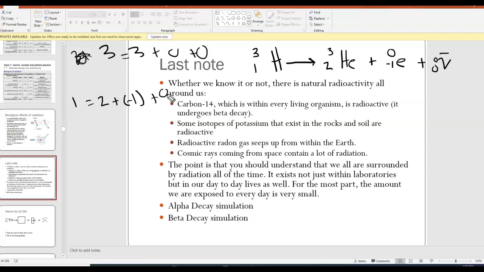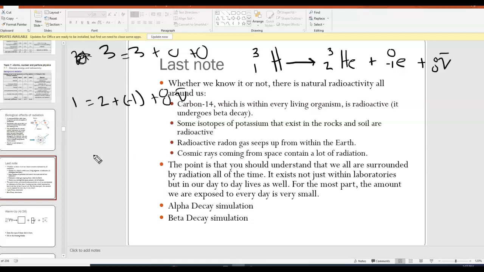Now, anytime you have beta minus decay, you always get what's called an antineutrino. Now, an antineutrino, you don't need to know why. We'll talk about that in IB physics too. But an antineutrino is a particle that basically has no mass. It has no mass number. It has no atomic number. But you do need to include it for completeness.